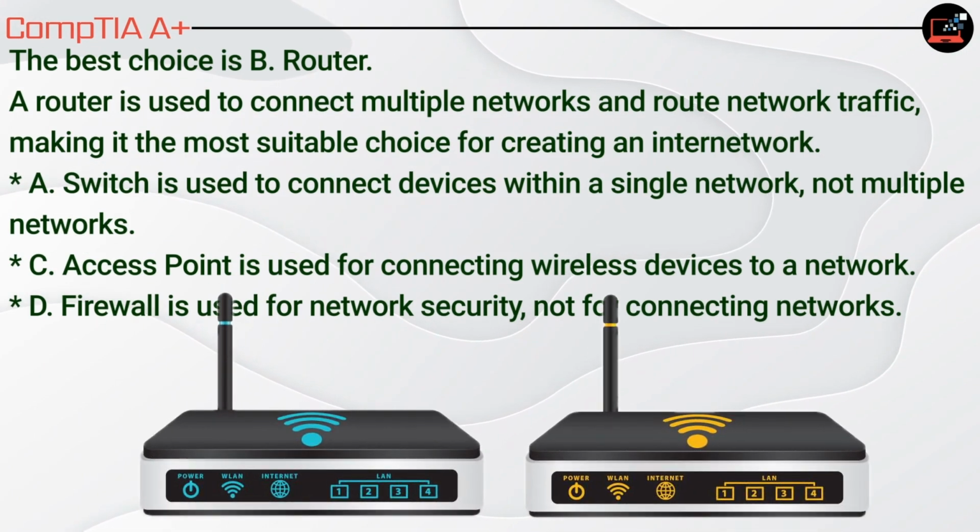The best choice is B. Router. A router is used to connect multiple networks and route network traffic, making it the most suitable choice for creating an internetwork. A switch is used to connect devices within a single network, not multiple networks. C. Access point is used for connecting wireless devices to a network. D. Firewall is used for network security, not for connecting networks.